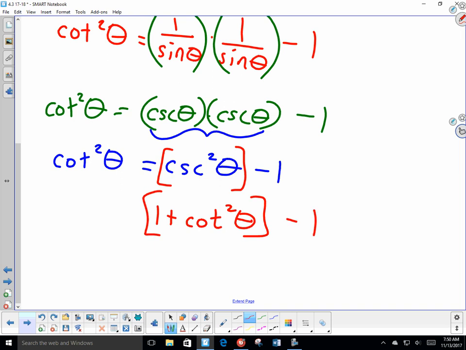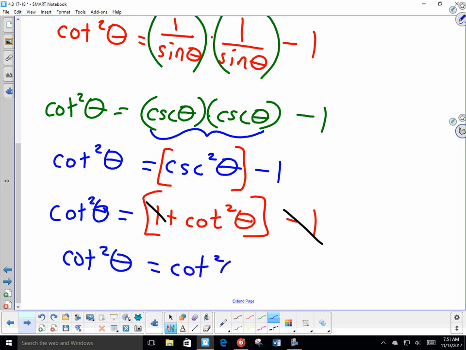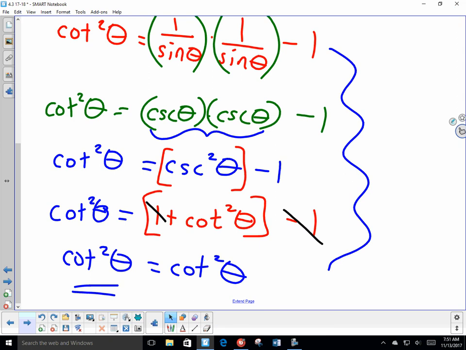And then I've got this minus 1. And again, I'm trying to show that this is equal to cotangent squared theta. And now I really do see that my 1's could subtract off. And so I end up getting cotangent squared theta is equal to cotangent squared theta. So we've shown that we can manipulate this right side until it looks just like the left side. All right, so that's an example of verifying trig identities. So we get a lot more of this in sections 5.1 and 5.2 once we get there.